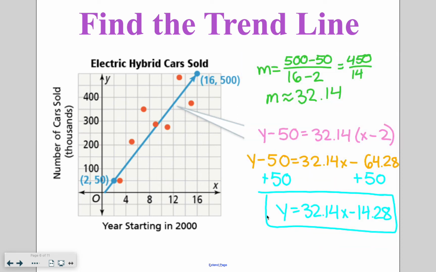So first we calculate our slope. It's going to convert to a decimal that we need to round. So we go to 2 decimal places and get 32.14. Plug it into point slope form. I chose the first point, 250. If you chose the second point, 516, it would still work out to the same final slope intercept equation, which is y is equal to 32.14 minus 14.28.